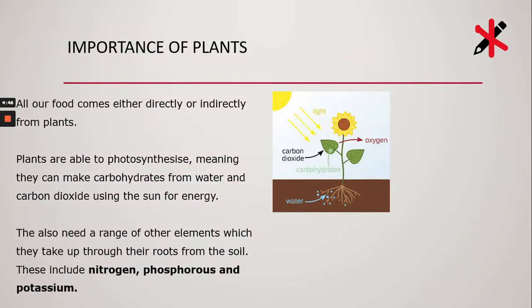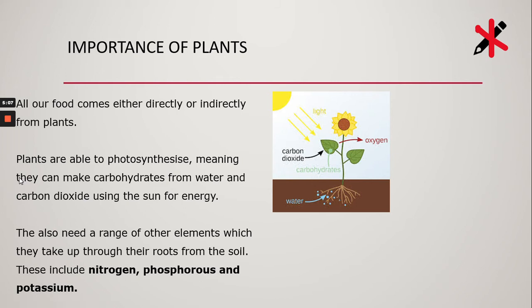Okay, in fact, before we start looking at fertilizers, we've got a little slide here about the importance of plants. Hopefully you're aware of this, but I think it's important to emphasise all of our food comes either directly or indirectly from plants. Whether you eat meat or not, eating meat is still coming from an animal which has at some point eaten a plant. So without plants, there would be no us.